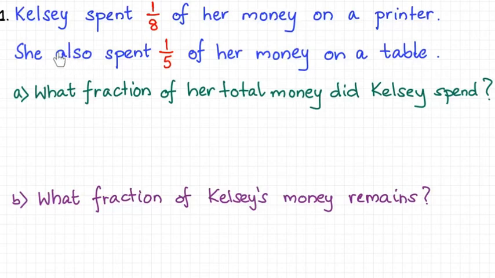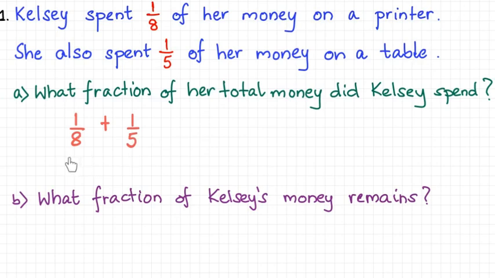Let's go through the question first. Kelsey spent 1/8 of her money on a printer. She also spent 1/5 of her money on a table. In the first part of the question, they want us to find out what fraction of her total money Kelsey spent. To work out the answer, we know that we need to add the two fractions, which is 1/8 and 1/5. So let's start with that.